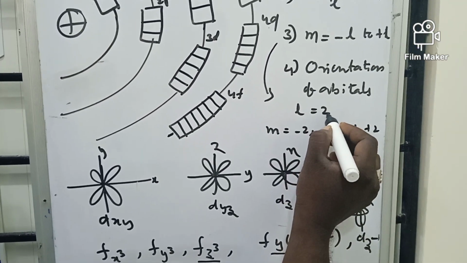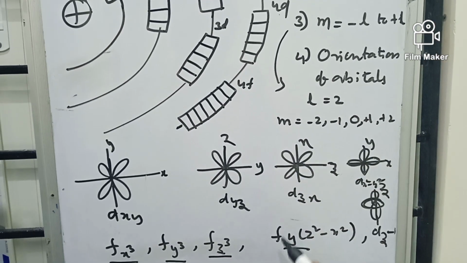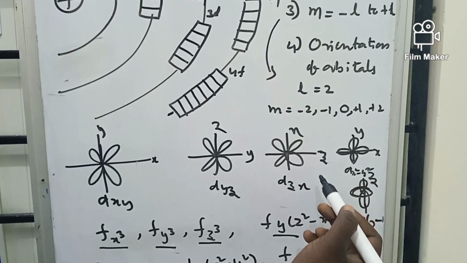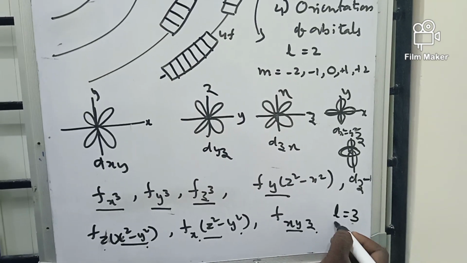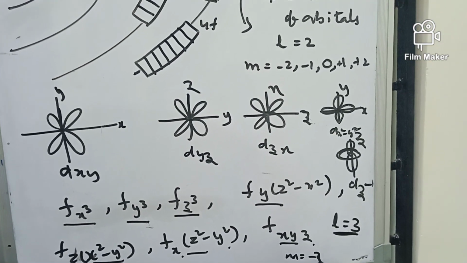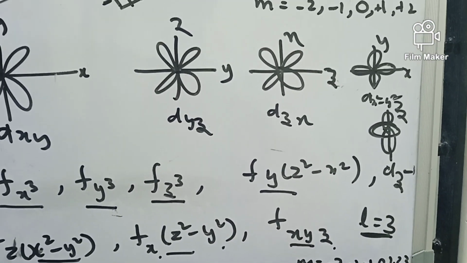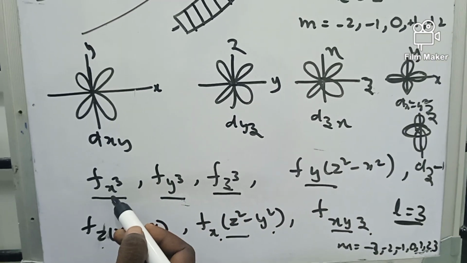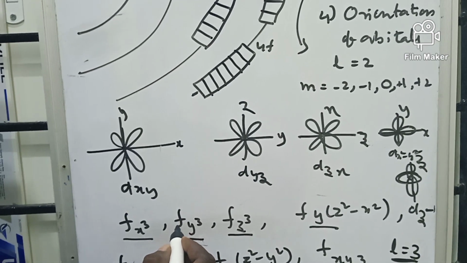So l equal to 2 means 2 into 2 plus 1, 2 into 2 is 4, plus 1 is 5. 5 values will come, so 5 orbitals will be there for d. Like that, if l equal to 3, the m values are minus 3, minus 2, minus 1, 0, 1, 2, 3. 7 values will be there, so 7 orbitals, f x cube, f y cube. For this you can keep the names also.